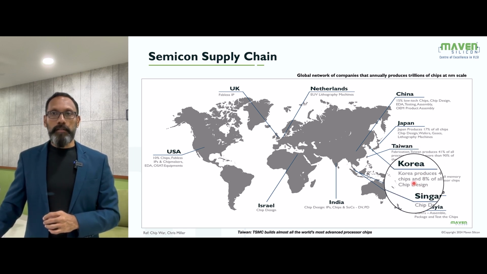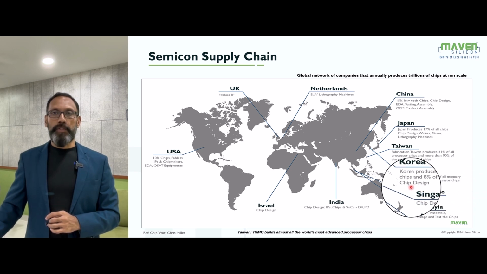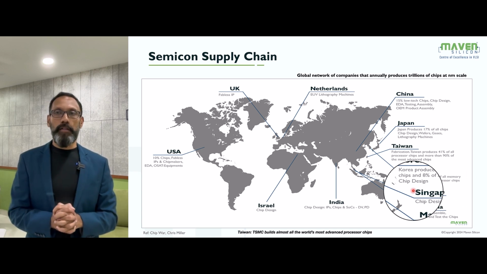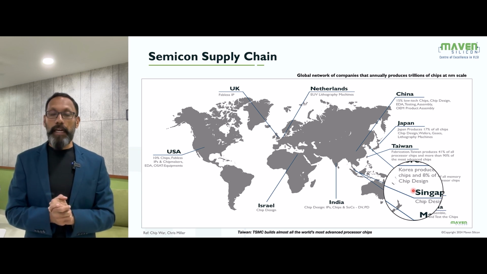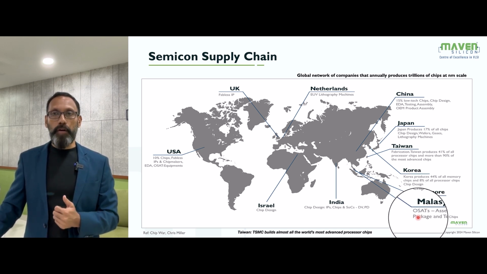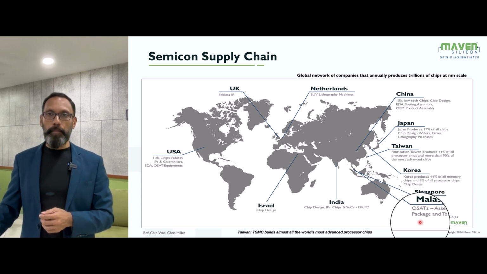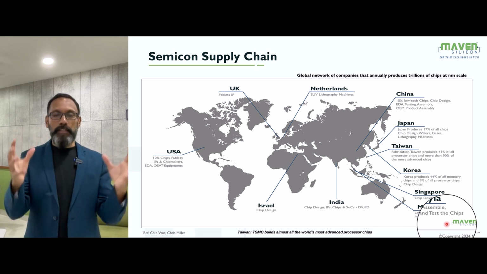And Korea produces 44% of all memory chips and 8% of all processor chips. It's also popular for chip design. Korea is also popular for fabrication, and it's very popular for memories. And similarly, Singapore is popular for fabless IP and chip makers. And Malaysia is very popular for OSATs. That's primarily for assembly and testing. Assembling, packaging, and testing the chips. This is how you can visualize the supply chain.